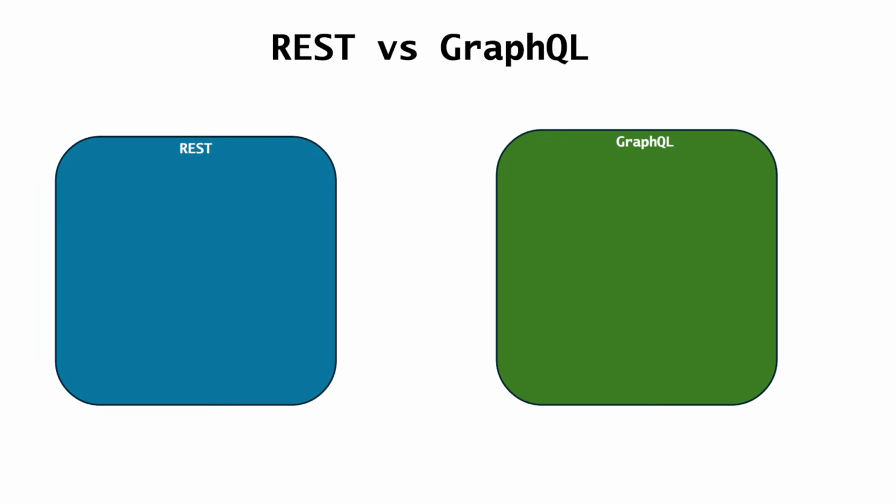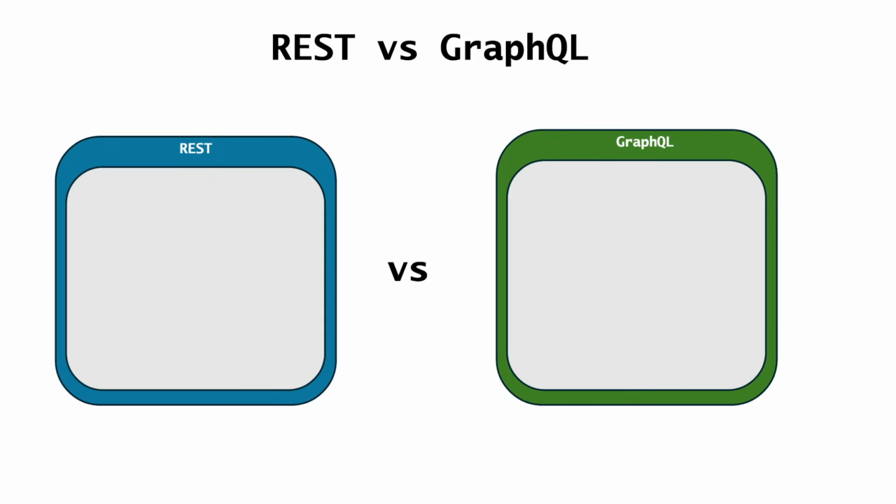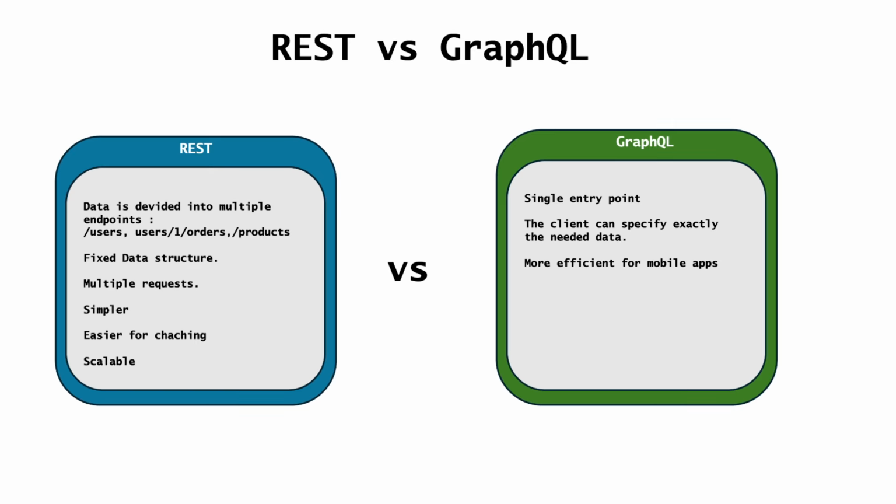Now that we understand REST, let's compare it with another popular technology, GraphQL. Both REST and GraphQL are ways for clients and servers to communicate, but they follow different philosophies. In a REST API, data is divided into multiple endpoints. For example, users, orders, products, and so on. Each endpoint returns a fixed structure of data.